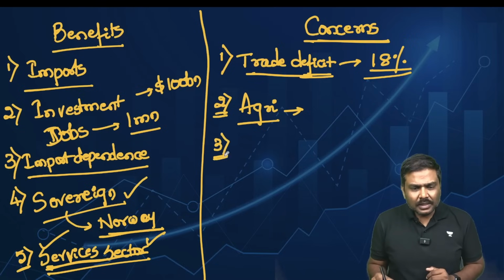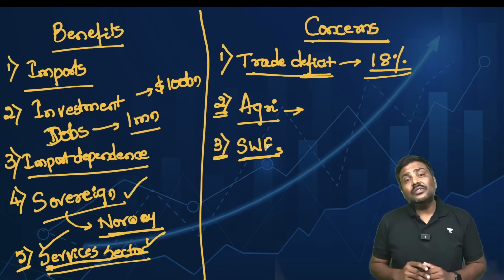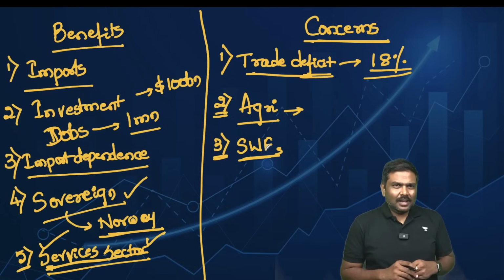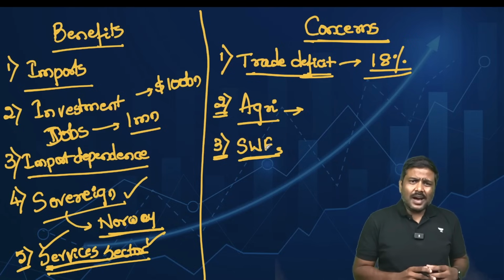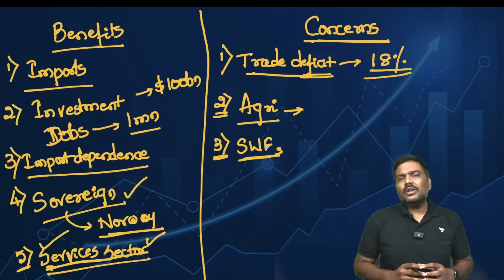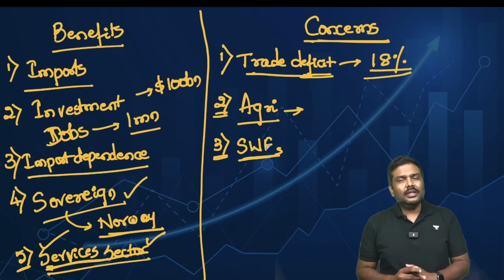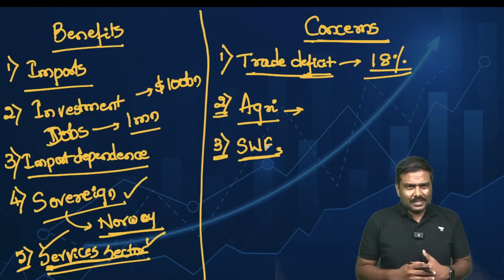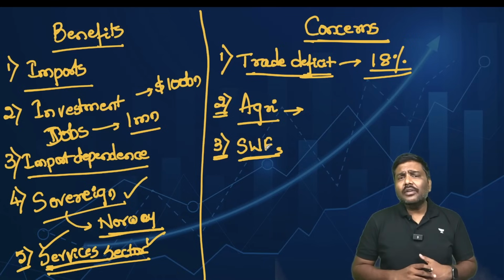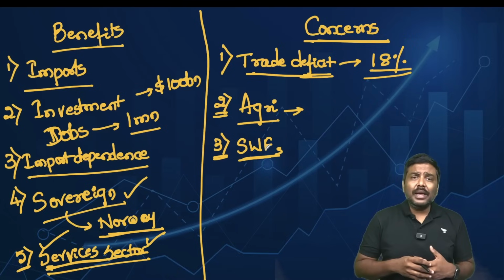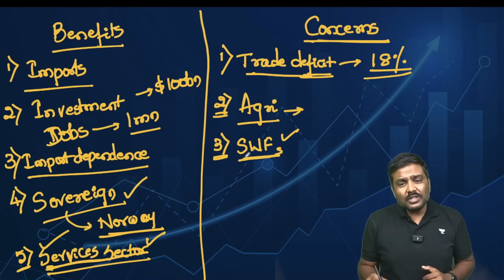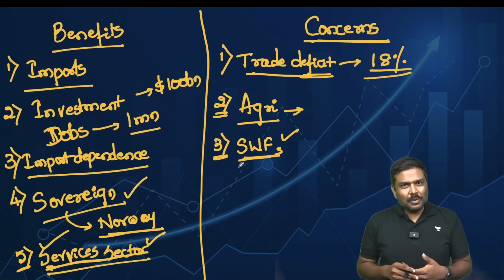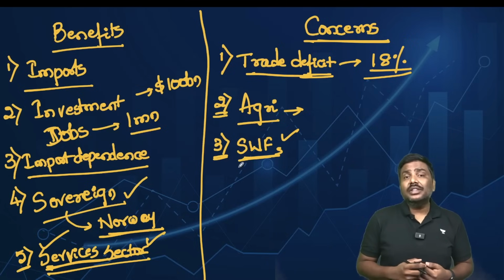Third concern is basically sovereign wealth funds, SWFs. What is the concern here? If you look at these countries, they have large sovereign wealth funds. For example, Norway has one of the largest sovereign wealth funds in the global market. The agreement that we have signed with EFTA does not have any provision where the sovereign wealth funds will be compelled to invest in India. There is no provision which makes it mandatory for the SWFs to invest in India. Despite having such large sovereign wealth funds, there is no compulsion on them to invest in India.